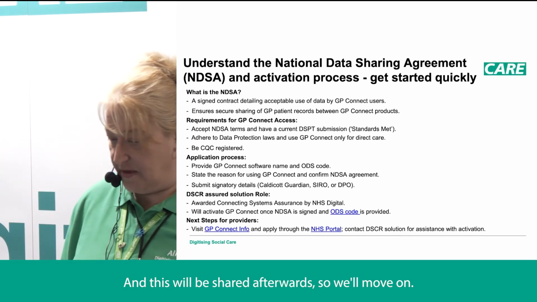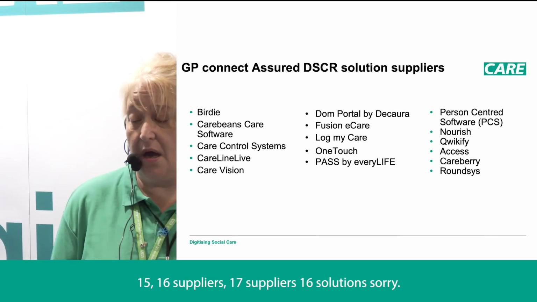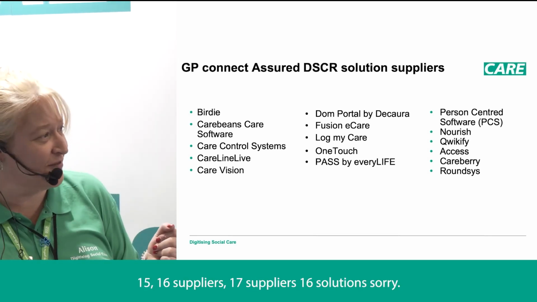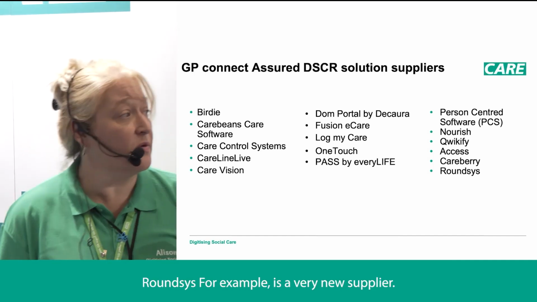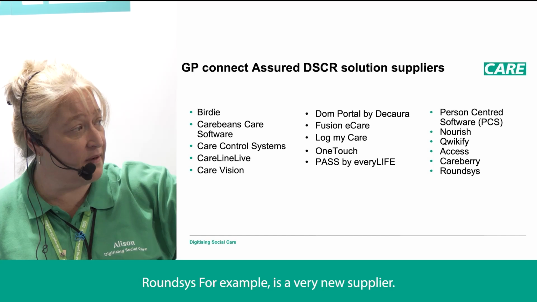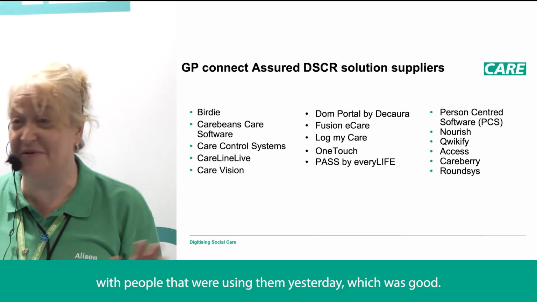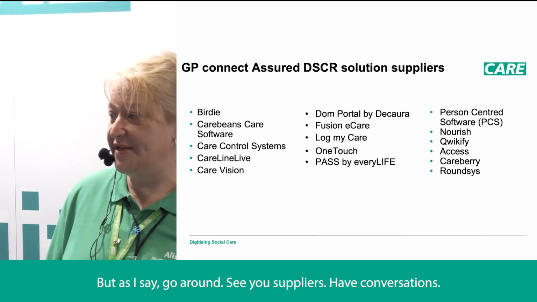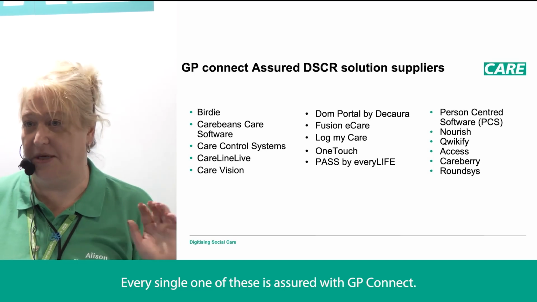So we'll move on. I think this is my last slide. So this is just to tell everybody, 15, 16 suppliers, 17 suppliers, 16 solutions, sorry. There's 12 of them here today. Rounces, for example, is a very new supplier, and they're not here today, but I did have a couple of conversations with people that were using them yesterday, which was good. But as I say, go round, see your suppliers, have conversations. Every single one of these is assured with GP Connect.